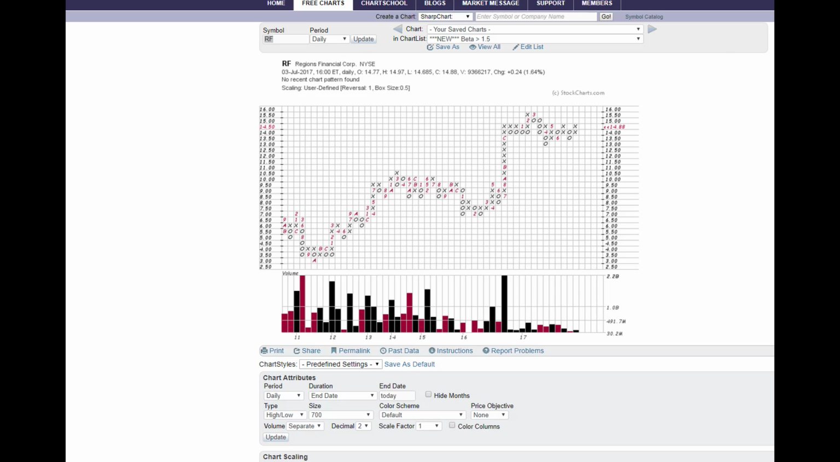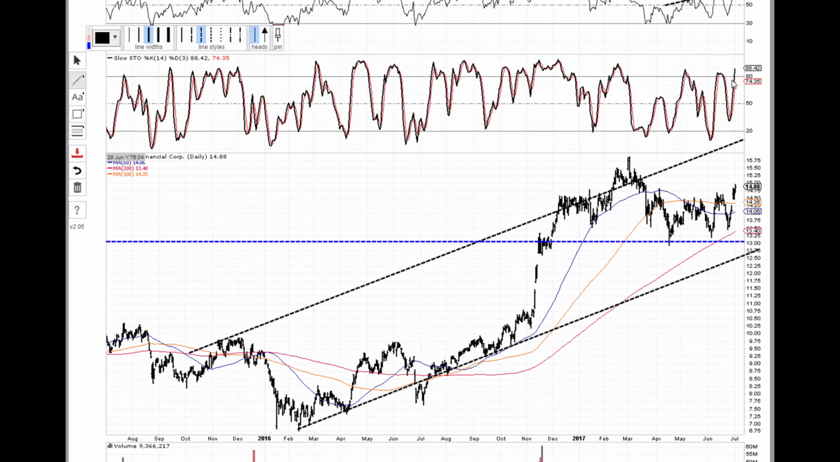So if we do see a breakout, we actually have some upper price objectives of about $17.25 to $19, which would then put us back to overbought conditions relative to this bullish ascending channel. But that's what I look at.